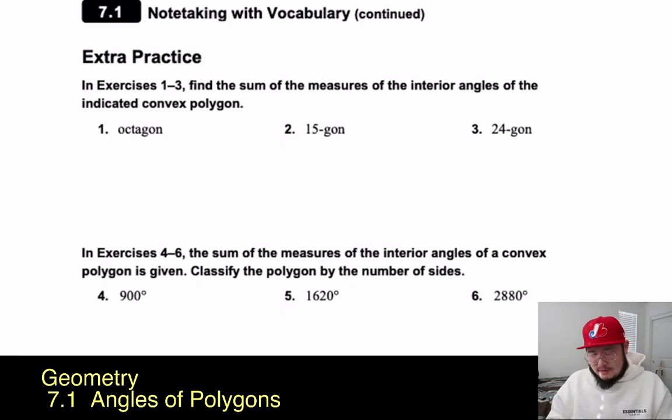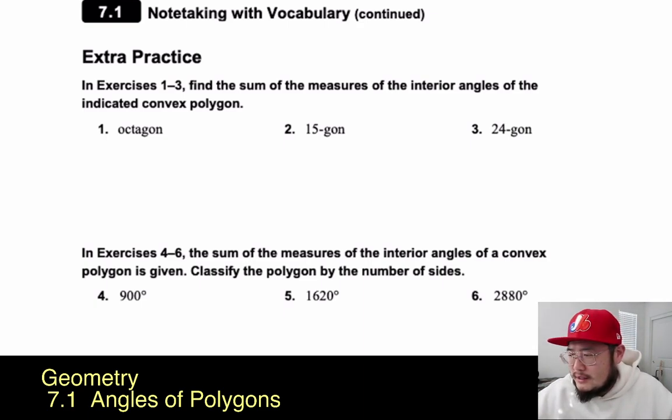If you forgot, remember I asked you to remember all the way from 3, which is your triangle, all the way up to 12, your dodecagon. If you don't know those names, then you might get in trouble when it comes to answering some of these questions. So go back and remember all the different names of the polygons from 3 to 12 at least. All right, octagon right here is an 8-sided figure.